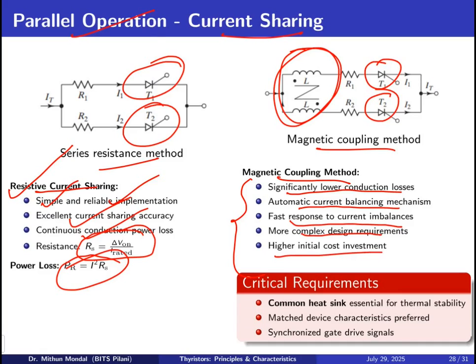So if the circuit needs simple construction, then you go with the series resistance method. But if you require the conduction losses to be low, then go with the magnetic coupling method. Critical requirement will be a common heat sink for thermal stability. You need matched device characteristics preferred and synchronized gate drive signals. Then only the thyristors will be turned on or turned off easily.